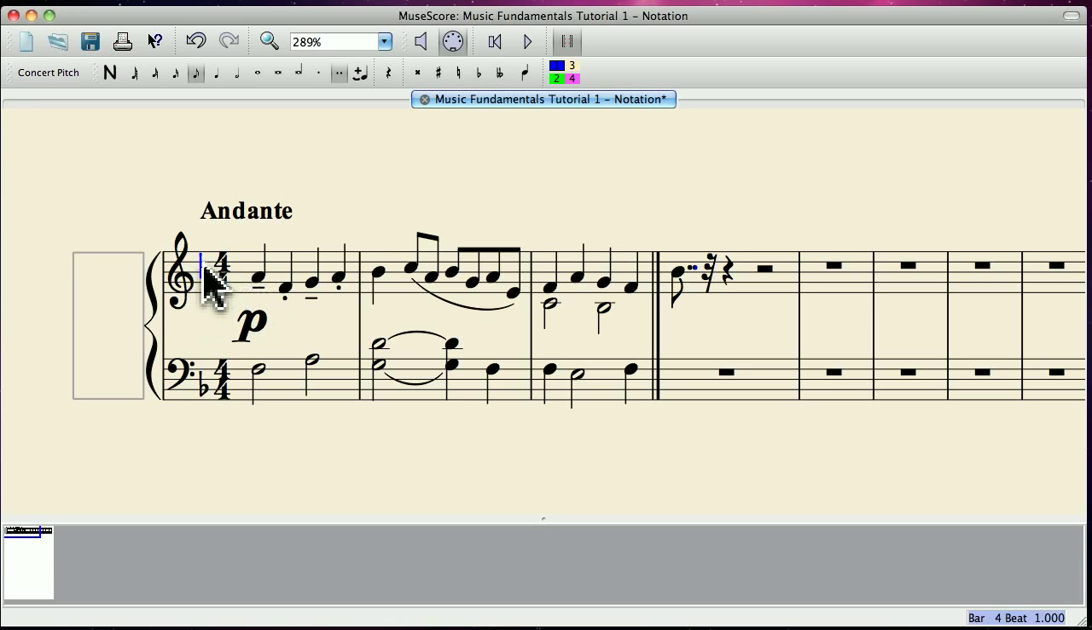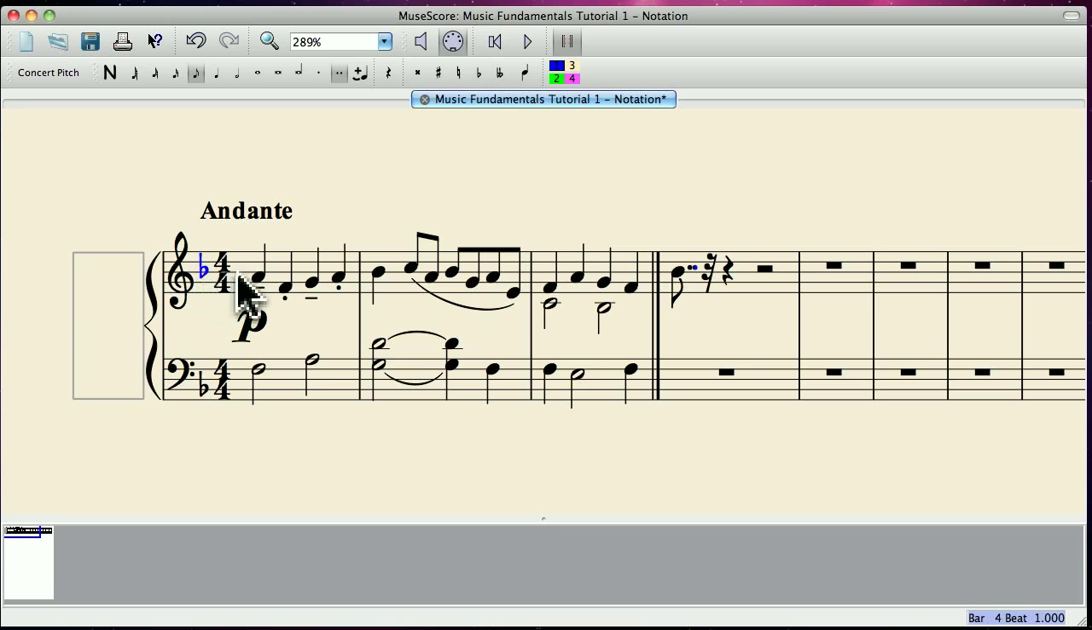Key signatures are always done with sharps and flats, and they happen on the different lines. The different lines of music, if you don't know, lines and spaces are named, and so this flat right here is on this line, and that is the B line.